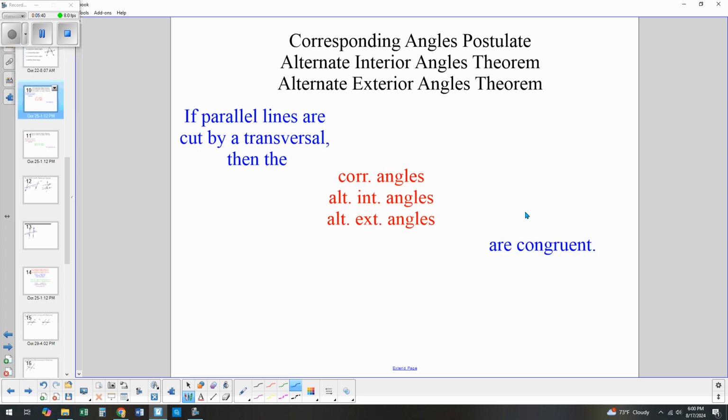So we have 5 theorems and postulates that we're going to talk about, and all of them start with the phrase, if parallel lines are cut by a transversal. So if you have a set of lines that you know to be parallel, they have the markings or they've told you, and now we have cut it with a transversal, then the corresponding angles are congruent. That's the corresponding angle postulate. For the alternate interior angle theorem, if parallel lines are cut by a transversal, then the alternate interior angles are congruent. And the alternate exterior angle theorem, if parallel lines are cut by a transversal, then the alternate exterior angles are congruent. So anytime we have parallel lines, all 3 of these angle relationships will end up being congruent angles.